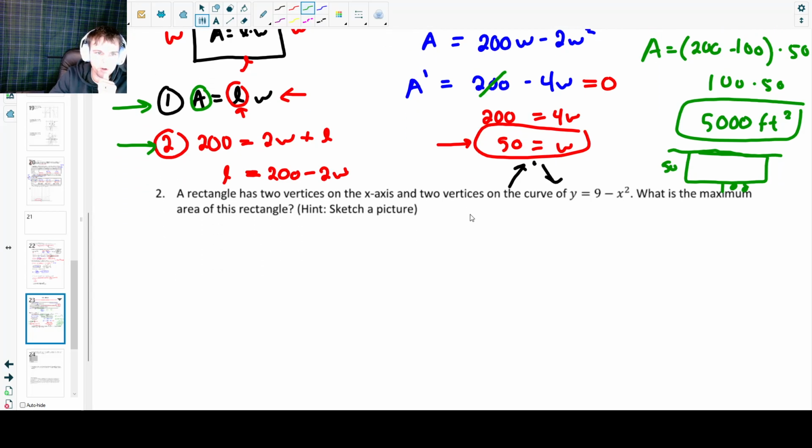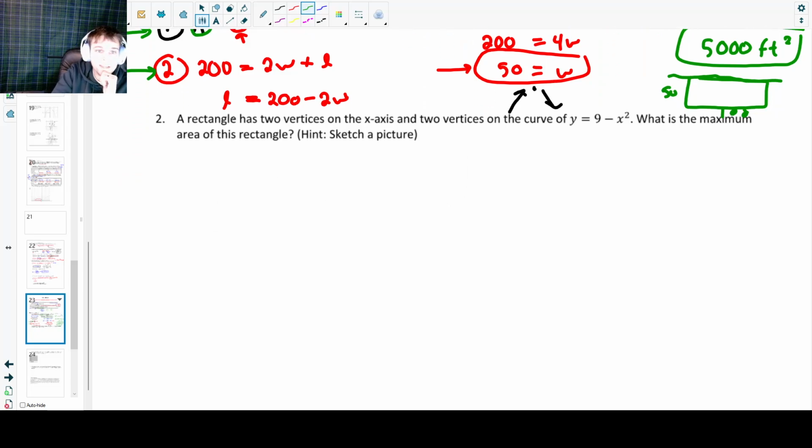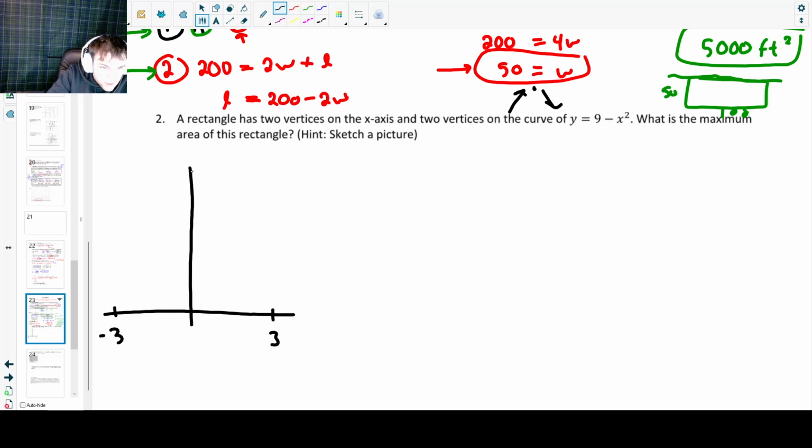Cool. We're going to keep going here. A rectangle has two vertices on the x-axis and two vertices on the curve of 9 minus x squared. Let's just look at that here. So we have our x-axis and y-axis, and just to give it away, this would be at -3 and 3 and 9 up here. And so we would have a parabola that's facing down.